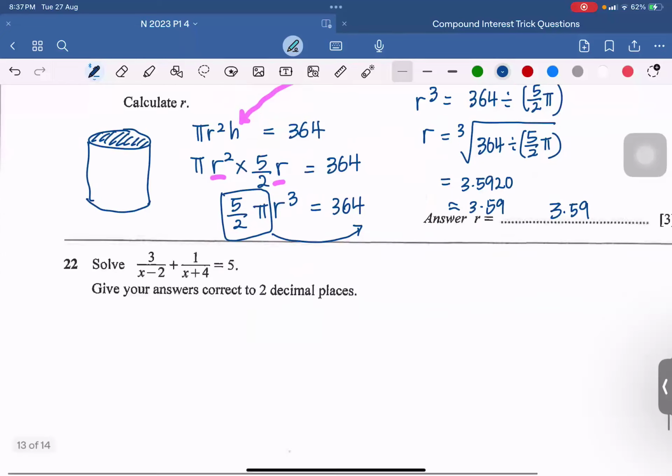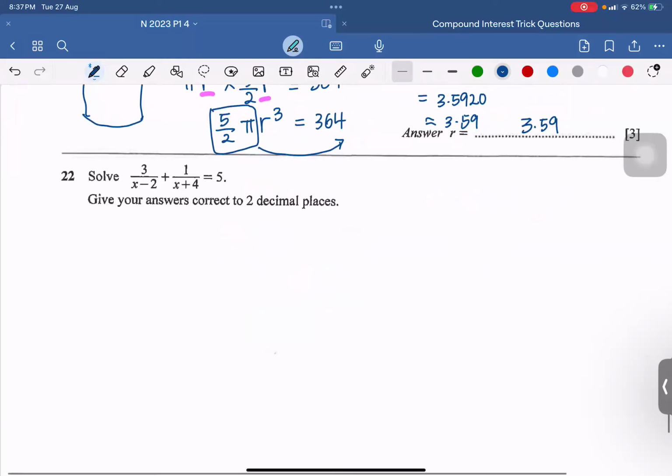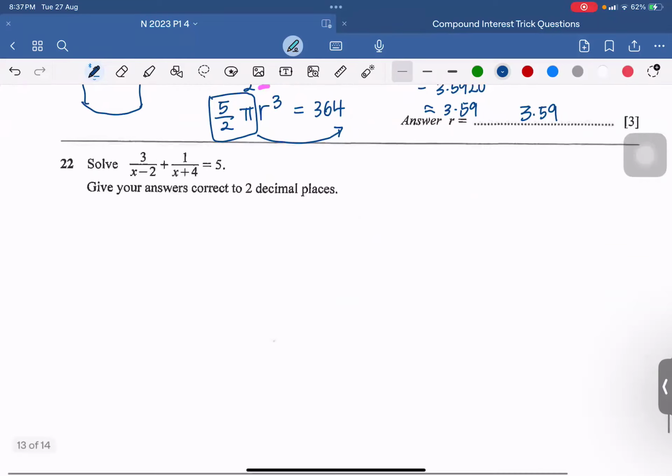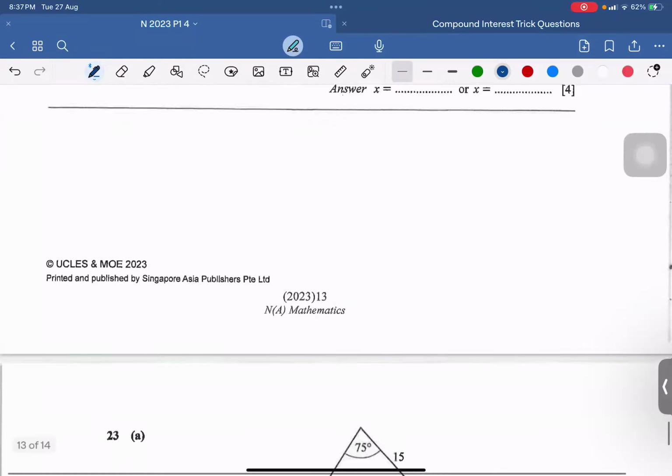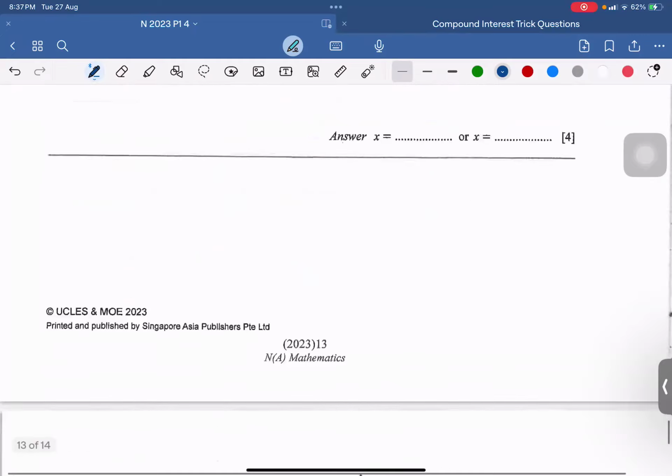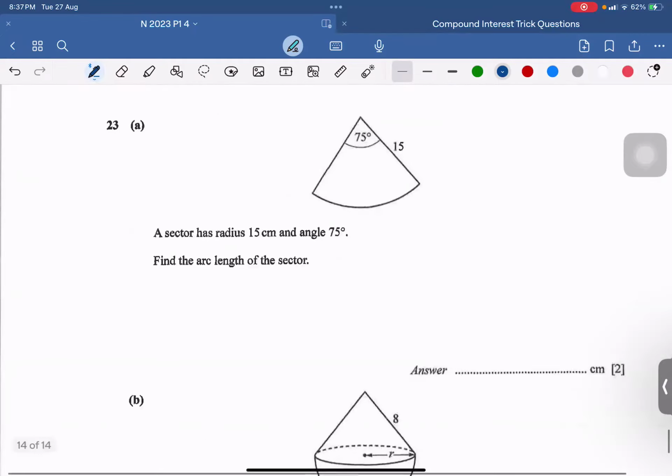Then next one. Do you need help for question 22? No, huh? No, then I skip. Yeah. This question 22 will come up for tomorrow. Okay, sure, next one.